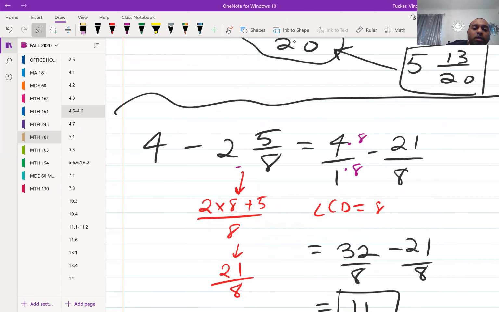4 times 8 is going to be 32. And then, of course, 1 times 8 is 8. And that 21 over 8 doesn't change. So now we can subtract. That's 11 over 8.